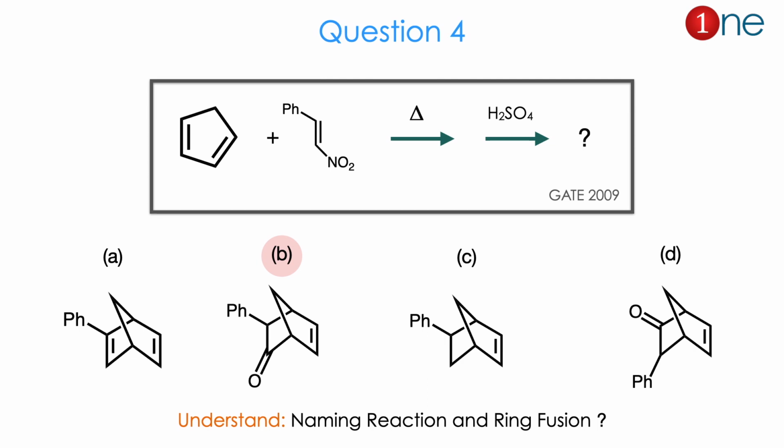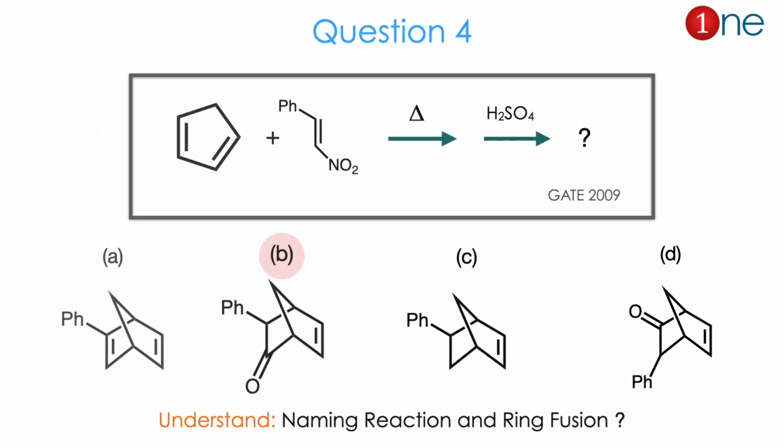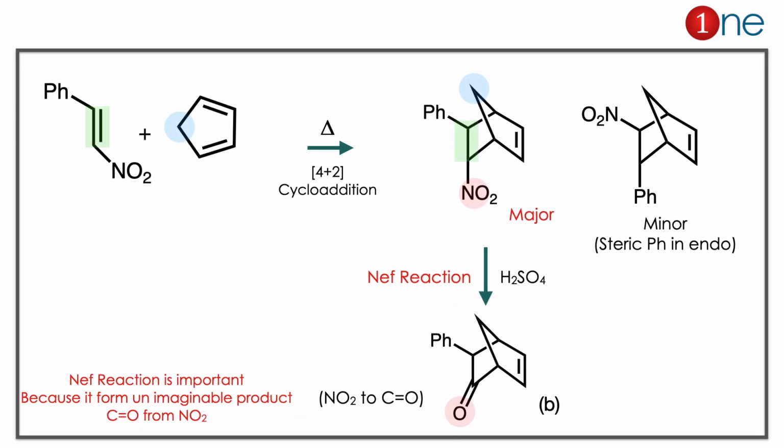Let us see how. The starting material you have is an alkene, which is a dienophile because it is attached to an electron withdrawing group. Then you have a diene. So definitely 4 plus 2 cycloaddition is possible. There are 2 possibilities. Nitro is below or Ph is below. Nitro is below due to the steric reason. Nitro is the smaller one. Phenyl is the bigger group there. So the nitro group is in the endo form. So you have it as the major.